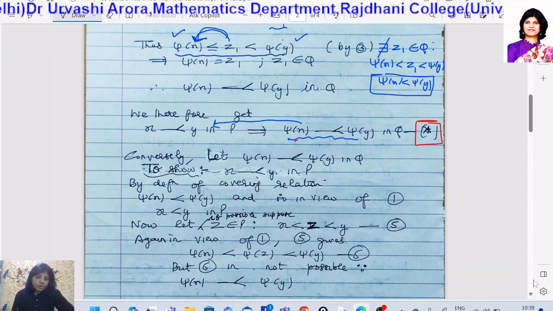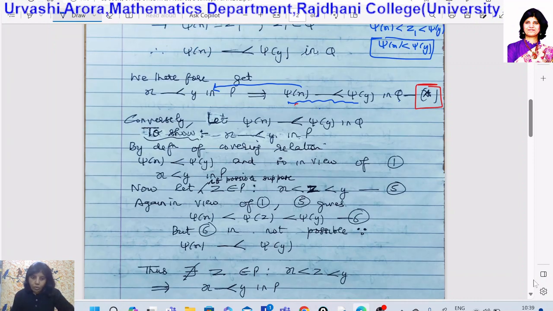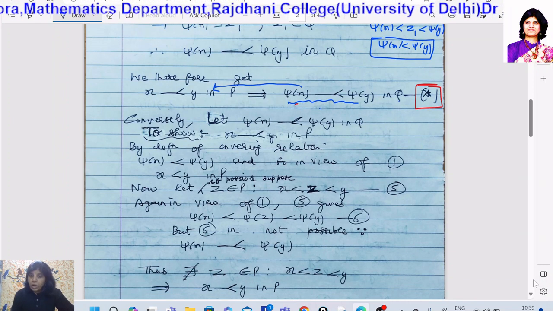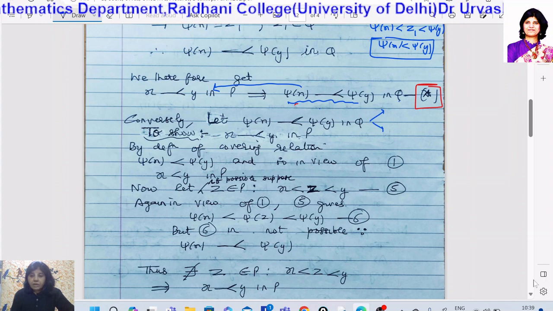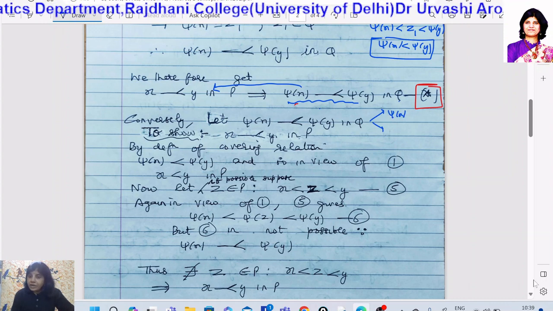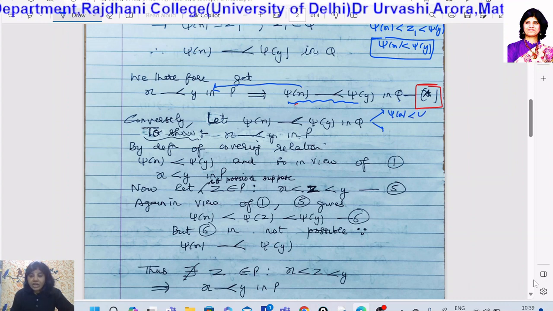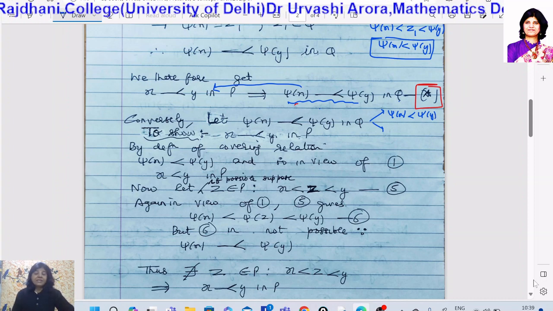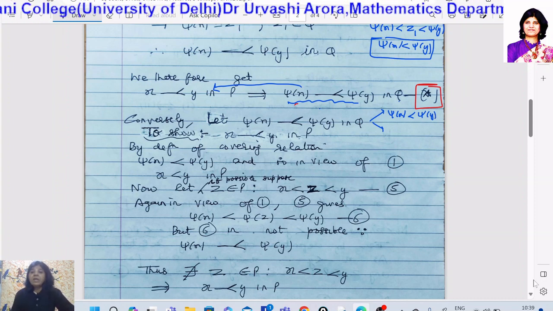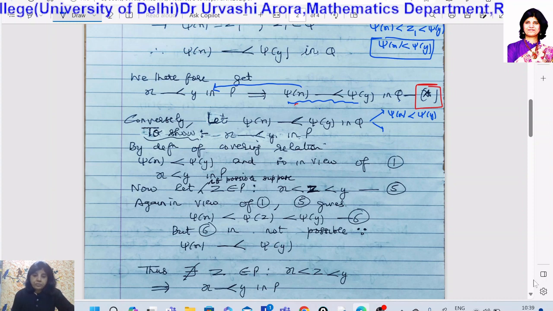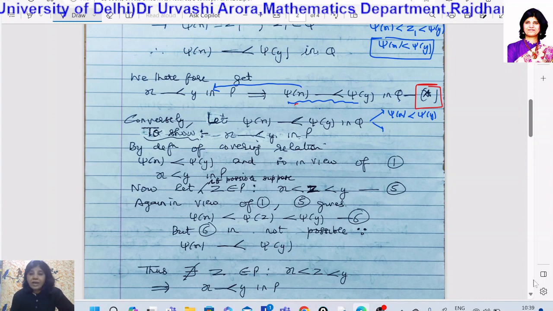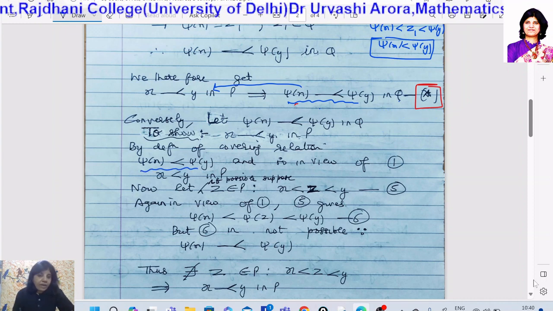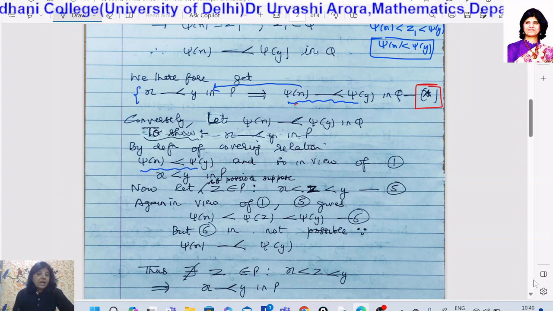Now, by the definition of covering relation, which I have already recalled, because psi x is covered by psi y in Q, two things will happen. The first thing is that psi x will be strictly related to psi y, which means psi x is related to psi y, but psi x and psi y are distinct. The second thing is that you cannot have anything in between psi x and psi y. Again, this is what we have to show for x and y.